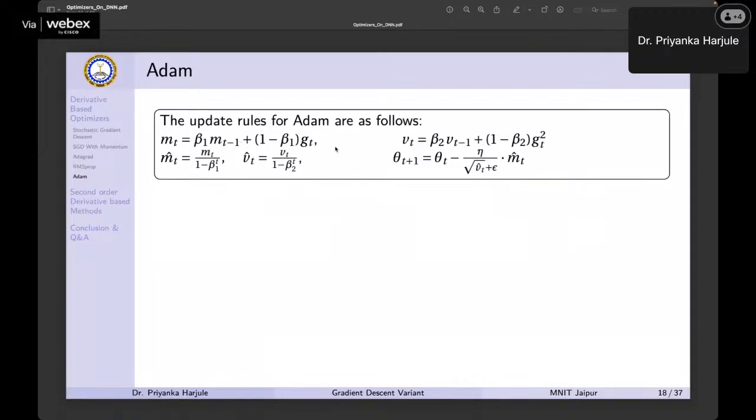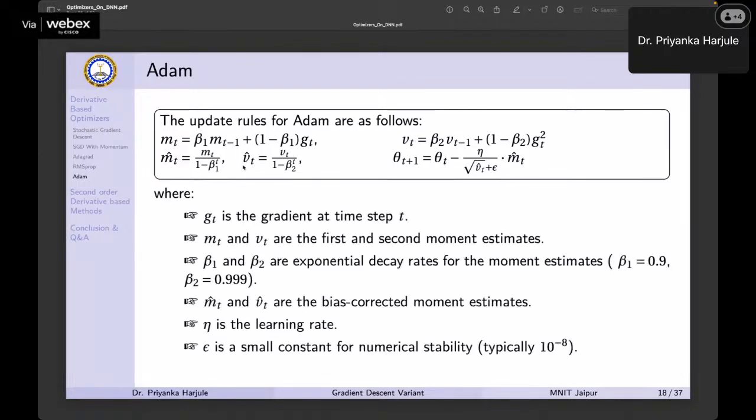One is the momentum-like behavior, and the other is the RMSprop-like behavior. And then we have the bias correction, which ensures that these moments are accurate in the early training. So this is how Adam combines the benefits of momentum and RMSprop.